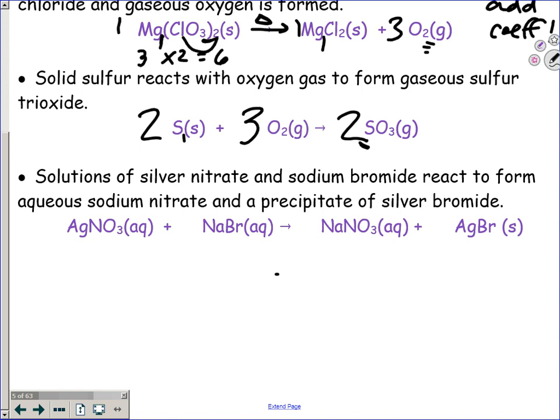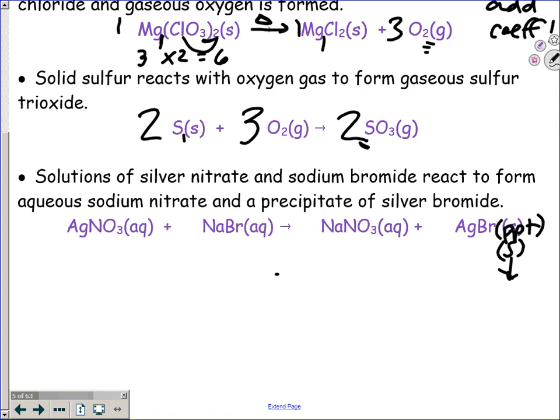Solutions of silver nitrate and sodium bromide react to form aqueous sodium nitrate and a precipitate of silver bromide. What could I have written here instead of solid? PT or what else? Or a what? Downward arrow. Okay, all of those mean precipitate or solid. It just means the solid has hit the bottom of the test tube, so that's how we indicate that.